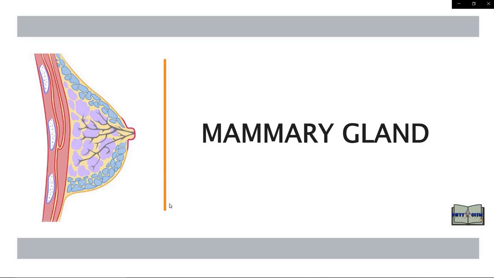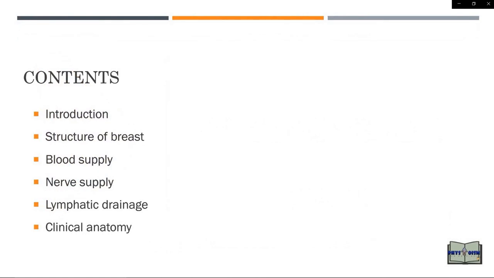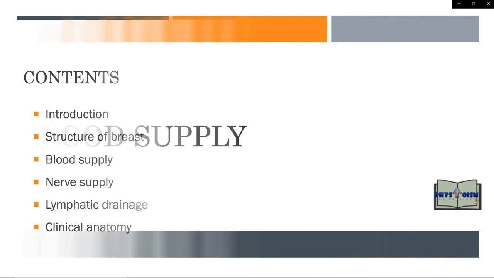In this part, I'm going to talk about the mammary gland anatomy, part 2. Like in part 1, we discussed the structure of the breast and also the introduction. So here in this part, we'll be discussing the blood supply, nerve supply, lymphatic drainage and clinical anatomy. So let us go into the blood supply.